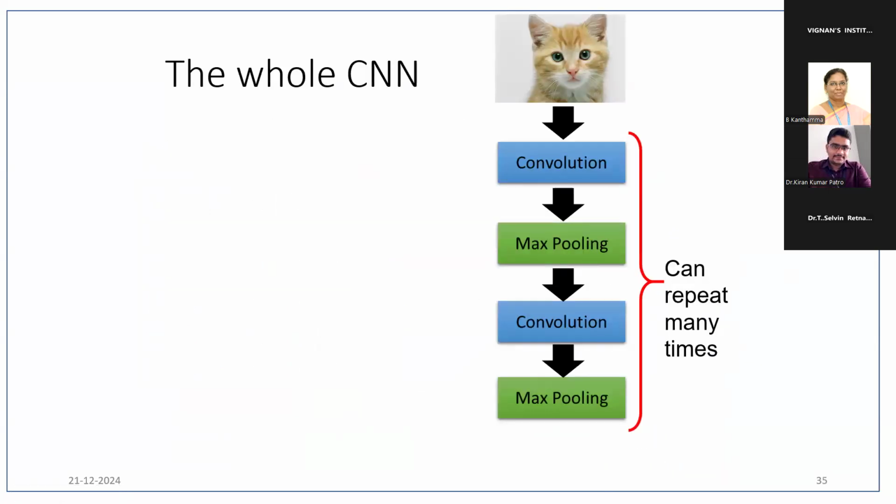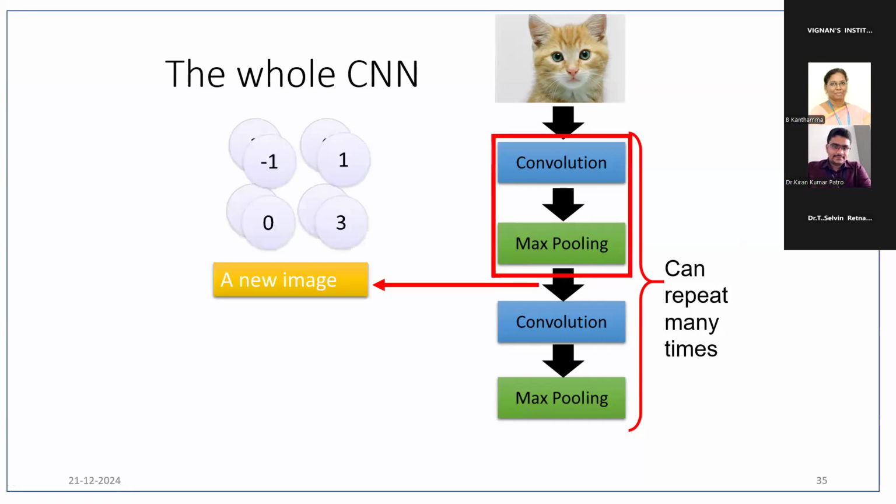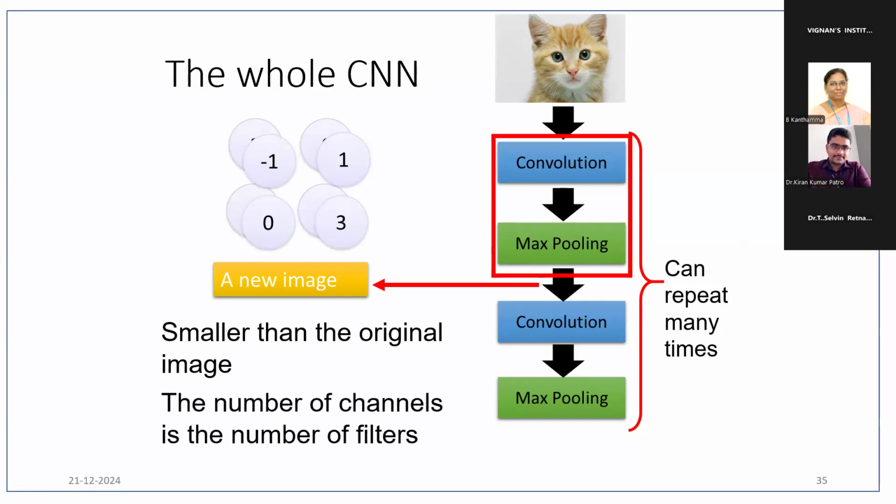So now convolution, pooling. If you want to work with a convolutional neural network, these blocks will be repeated: convolution, pooling, convolution, and pooling. These layers are repeated many times. Convolution, pooling, new image, convolution. This image, as I already told you, is smaller than the original image. The number of channels is the number of filters.